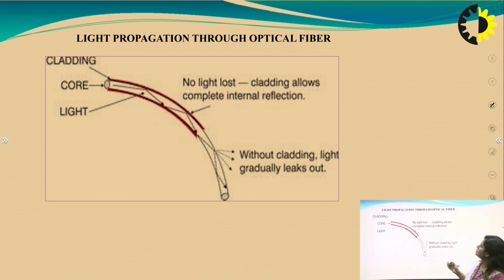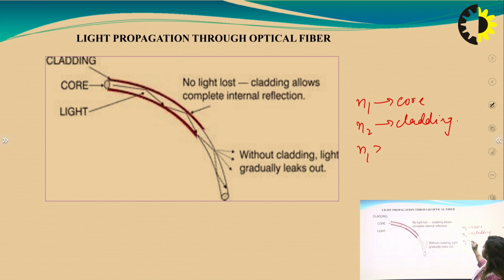Light propagation through optical fiber. As we have discussed, there is a core inside which has a high refractive index N1, and the cladding has a lower refractive index as compared to the core. So N1 is greater than N2. We have shown in the diagram that the fiber is bent. When the light is totally internally reflected, it will easily pass from one end of the fiber to the other end. But if it does not follow the TIR principle, then it may get radiated from the core cladding interface and gradually leak out.